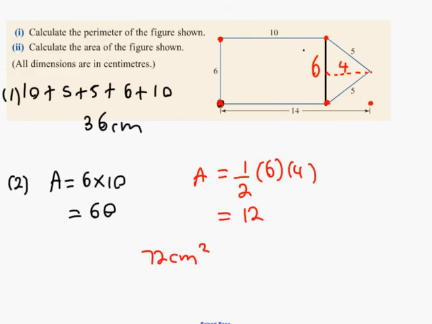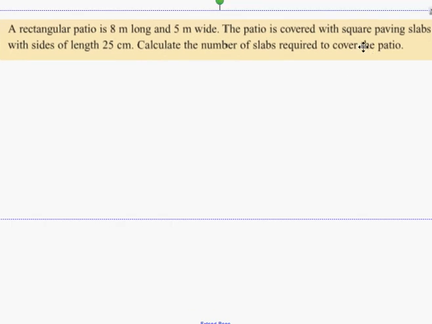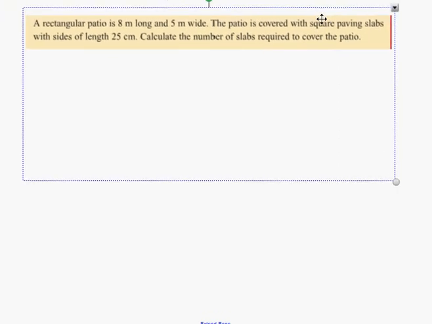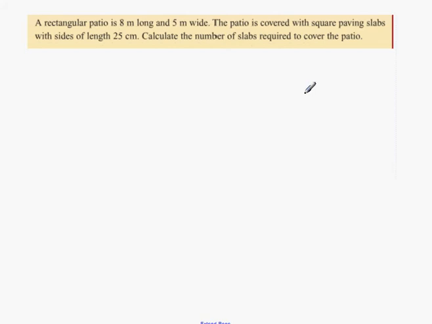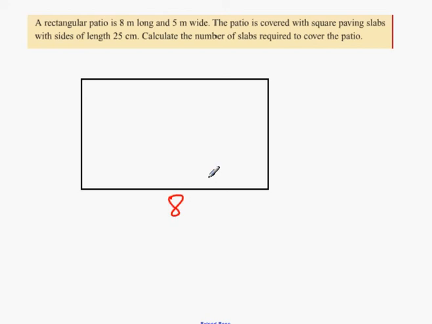Okay, guys. Next part. Now, it's a rectangular patio. So how do you get the area of a rectangular patio? It's 8 meters long and it's 5 meters wide. How do you get the area of the red area? 8 by 5, and what do you get? 40. 40 meters squared.